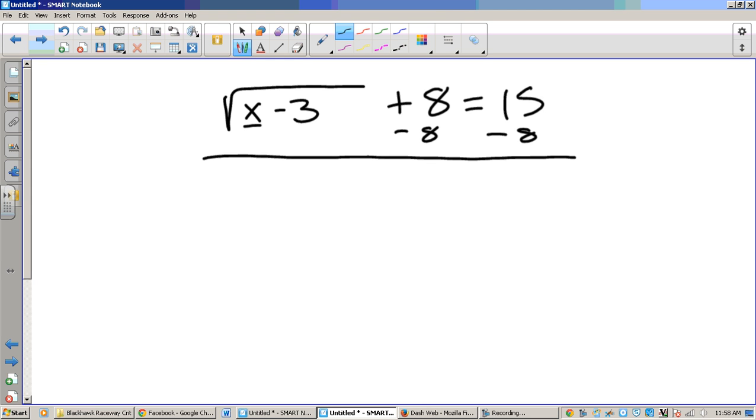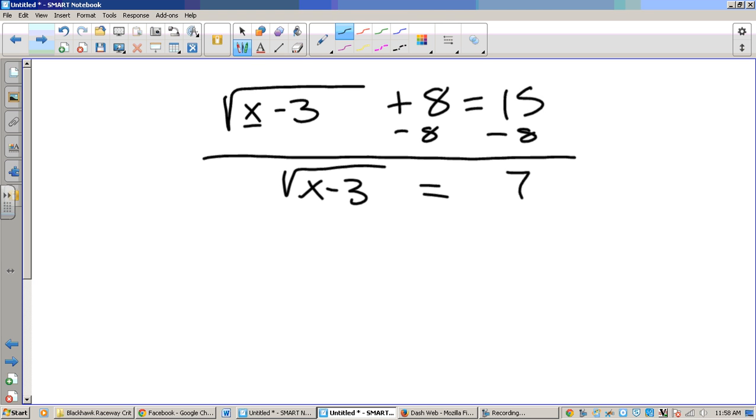Okay, and then we're going to do 15 minus 8. And what's that? 7. And then we've got the square root of x minus 3 equals 7. So what do we do when we have the square root of x minus 3 equals 7?